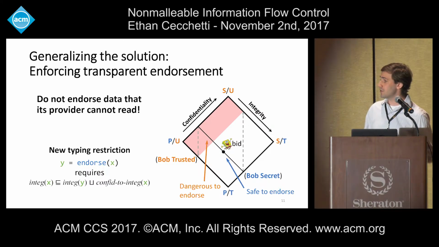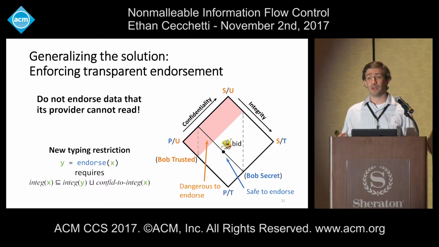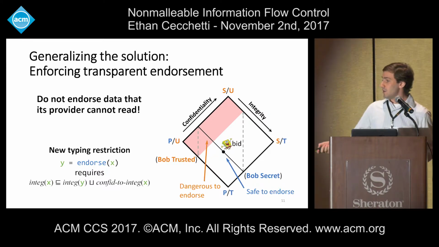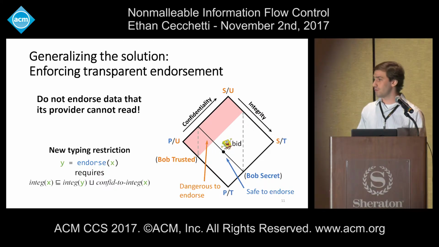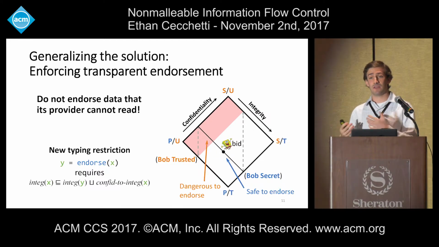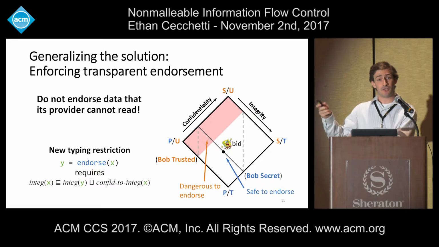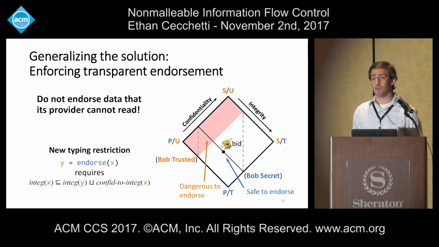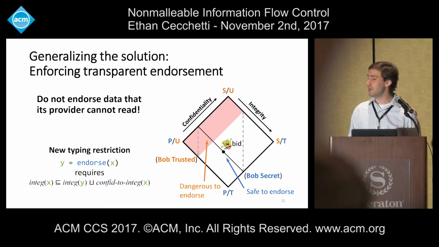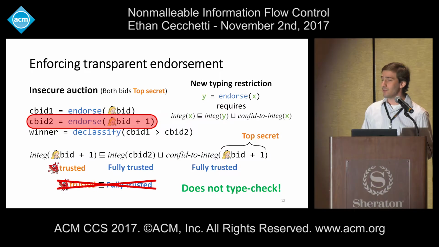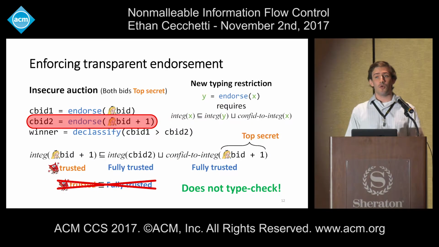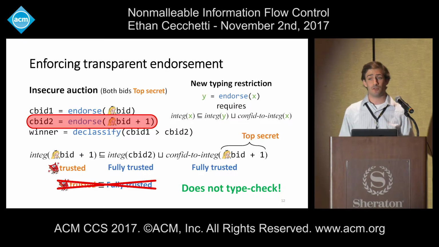In fact, we can enforce this using a typing rule in an information flow type system, which says that if we want to endorse a value X and put it into a value Y that has some label, we can relate the integrity of X, the integrity of Y, and this confidentiality to integrity flip that I described a moment ago. This rule down here essentially means exactly the same thing as the lattice that I just described. So now that we have this nice, concise typing rule, we can try to apply it to our insecure auction, and we want to make sure that something goes wrong here.